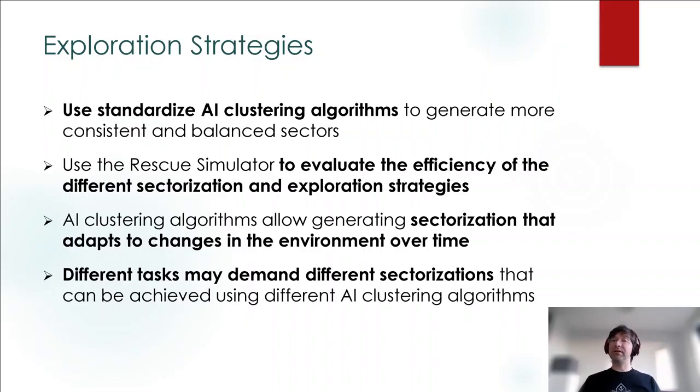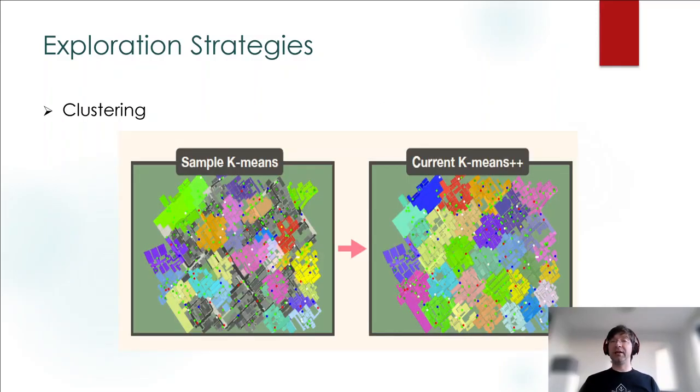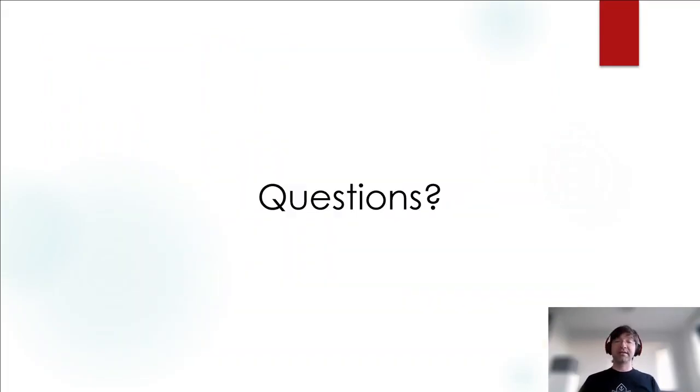Here we can see that we have two different exploration strategies. The first one uses one type of AI or artificial intelligence algorithm, and the second one uses a different algorithm. You see that the outcomes from both sectorizations are different, and you could check using the simulator which one would provide you the best outcome in the end. Okay, so those are two examples, as I mentioned.